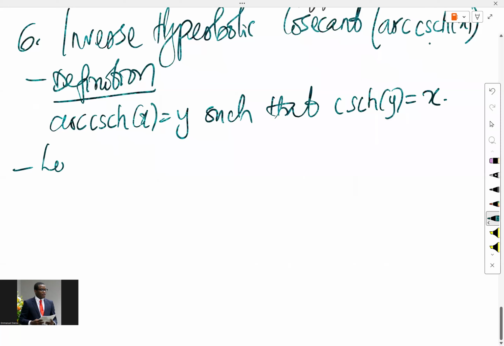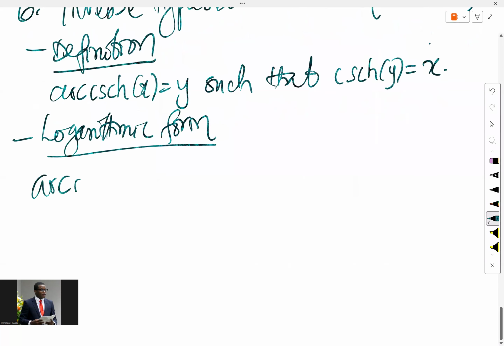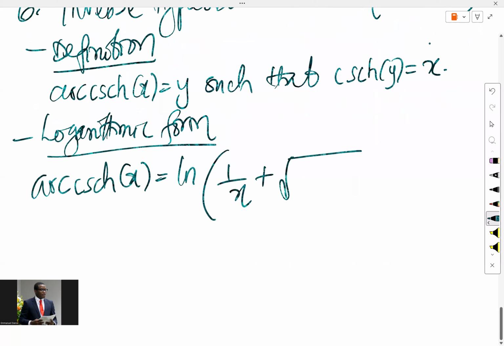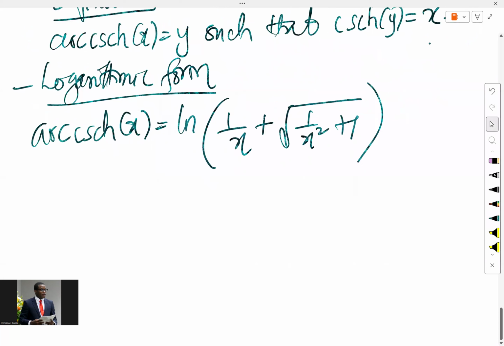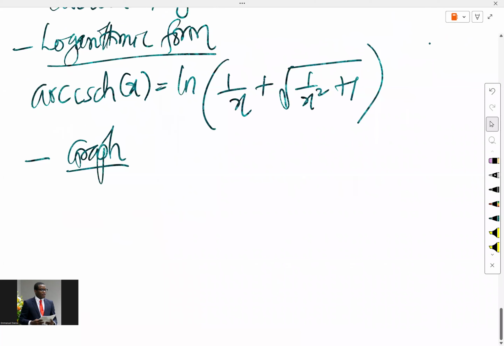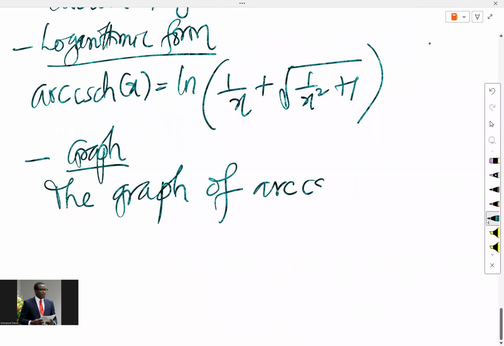And in logarithmic form, we have arccsch x equals ln of (1 over x plus square root of 1 over x squared plus 1). Okay, no restrictions in this case because it's all positive. And then we have the graph. The graph of arccsch x is symmetric.